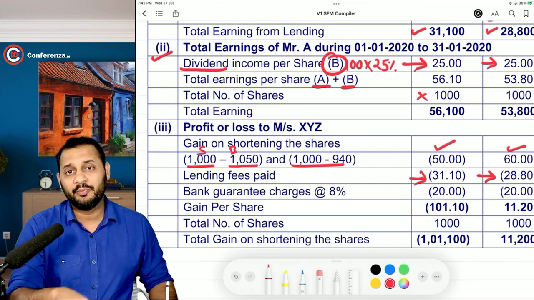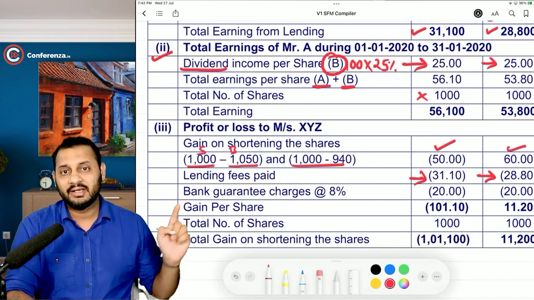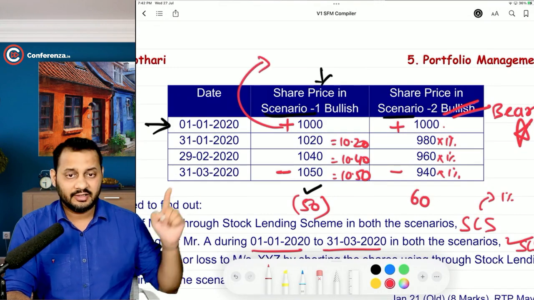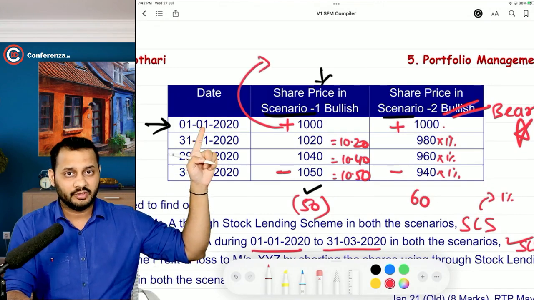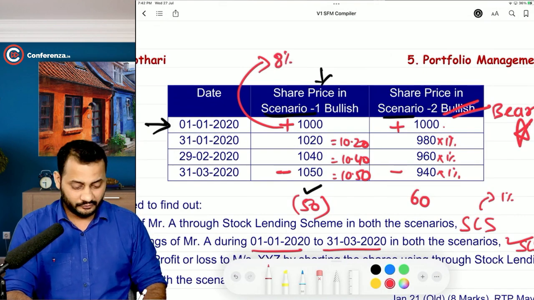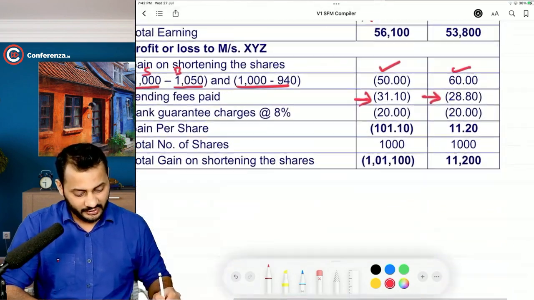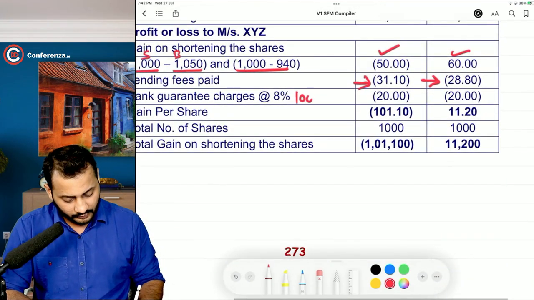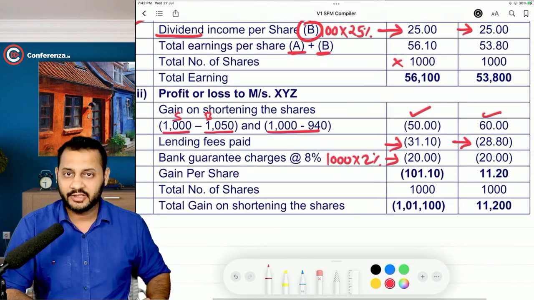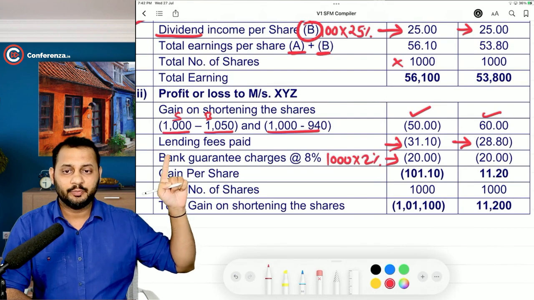Apart from this, you have paid something to the bank also for the bank guarantee. See, how much? The price of the stocks at that time was 1000 when you borrowed, and the stock lending charges was 8% per annum. For a quarter it will be 2%. 1000 into 2% will be 20 rupees. 1000 into 2% for a quarter, 20 rupees. Getting it? So you earned this much, you paid this much, you paid this much also.